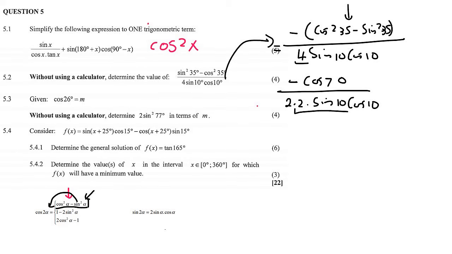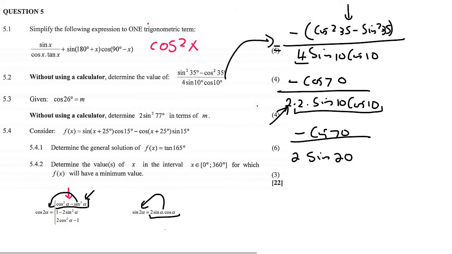Now have a look here, guys. Can you see that? It's that. So I'm going to change it into that one so it becomes double. So it's negative cos 70 over 2, because that 2 is already there. And then that part there becomes sin 20. Now have a look here. These two add up to 90.